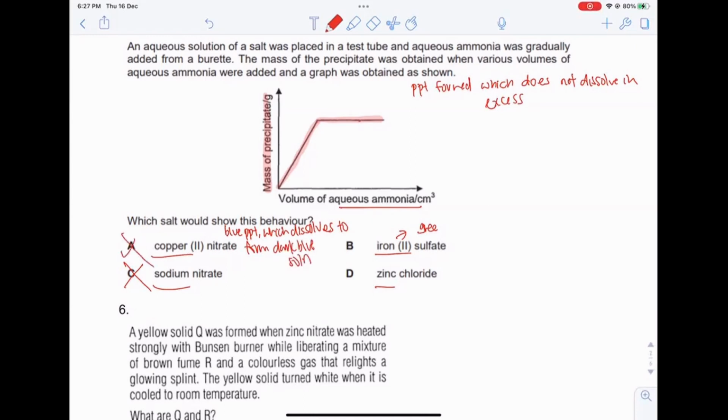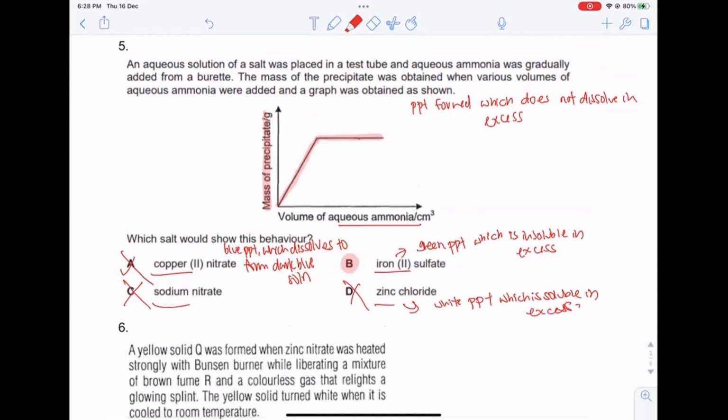Iron 2 is green, so it will form a green precipitate which does not dissolve in excess, so it is insoluble in excess. And then zinc, it will form a white precipitate, which is soluble in excess. So it will dissolve also. So therefore, the only thing that will remain and does not dissolve is B. So B is the answer for number 5.